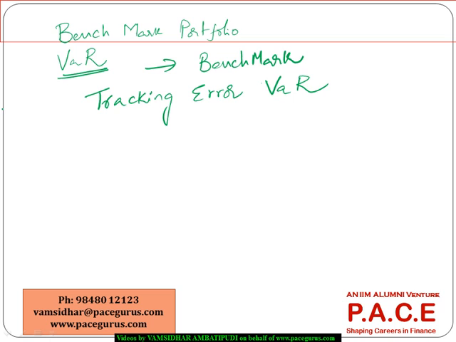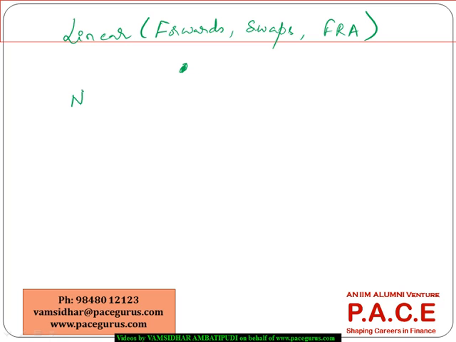Then when it comes to the world of derivatives, I would like to separate the linear derivatives like forwards, FRAs or any kind of forwards and swaps, which have a linear kind of behavior, from the non-linear derivative instruments like your options.